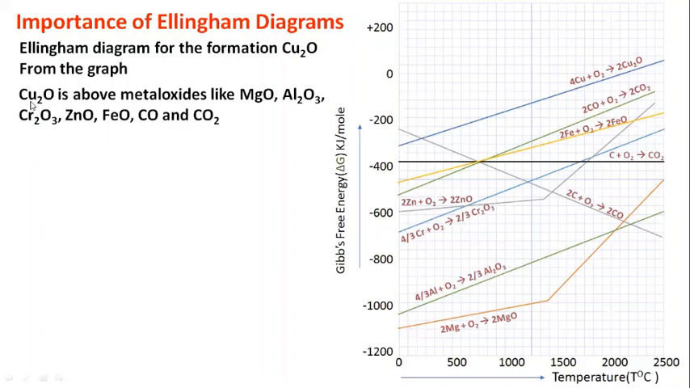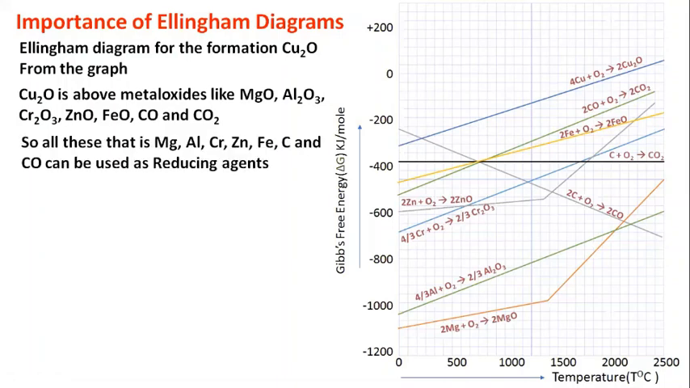That means to say that cuprous oxide is above metal oxides like magnesium oxide, aluminum oxide, chromium oxide, zinc oxide, iron oxide, carbon monoxide, and carbon dioxide also. All these oxides, whose lines are below cuprous oxide, are stable, whereas cuprous oxide is unstable when compared to these. So that is why, when these metal oxides are stable, those metals can be used as reducing agents. Magnesium, aluminum, chromium, zinc, iron, carbon, and carbon monoxide can be used as reducing agents.